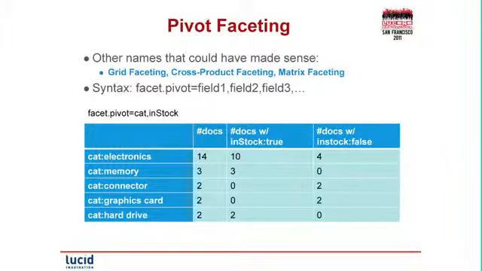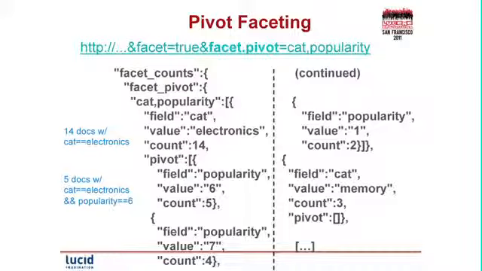We've added pivot faceting. This is really simple. You give a list of fields and it facets on the first field, finds the top constraints, and then for each of those constraints, it applies the constraint and then does faceting on the next field. And so it's sort of like nested faceting. And that's just a quick example of it, you use facet.pivot and then you just give the list of fields.